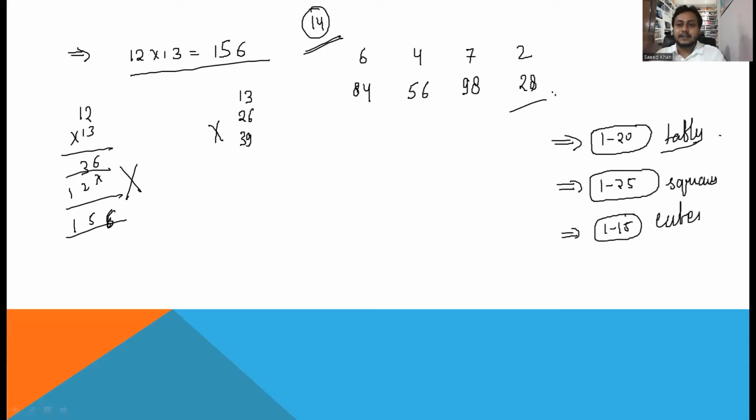You will learn tables up to 20, then it will be fun, basically. Got it? So this is the task for you guys, right? Other tricks I will tell you, definitely. I will tell you many interesting things. Now come to the next one.